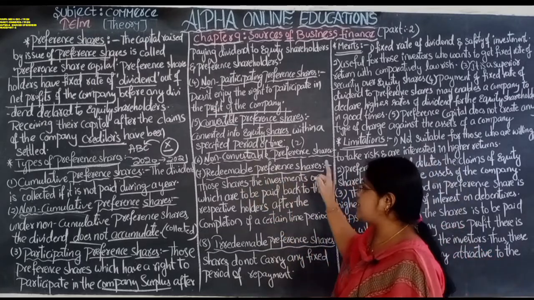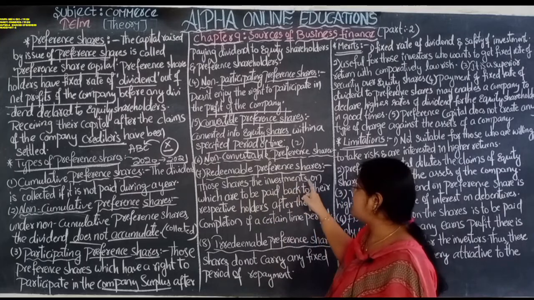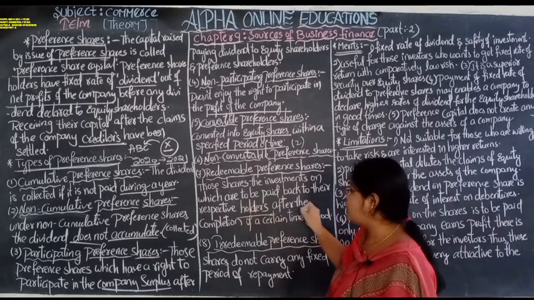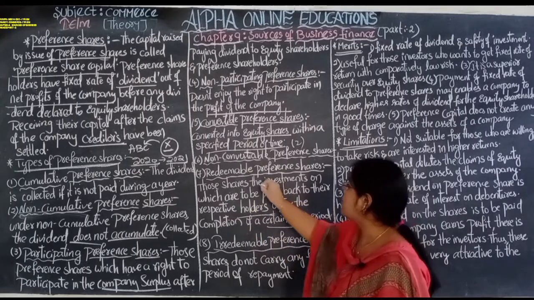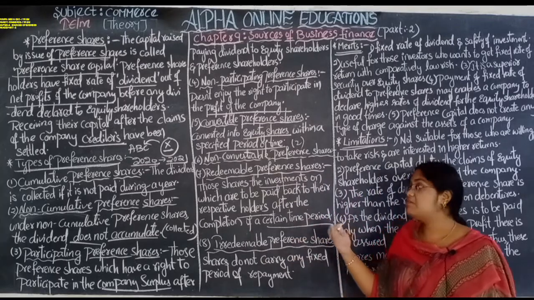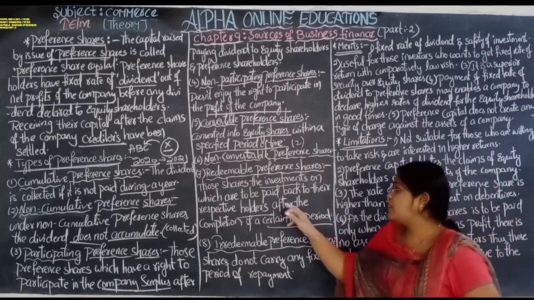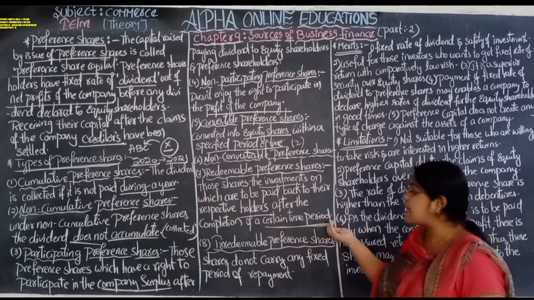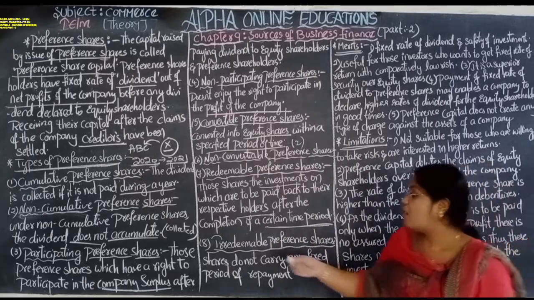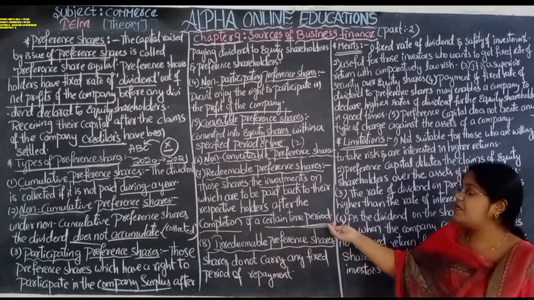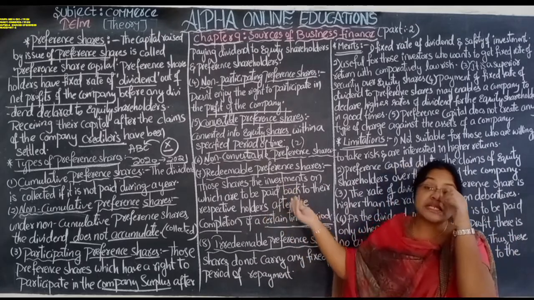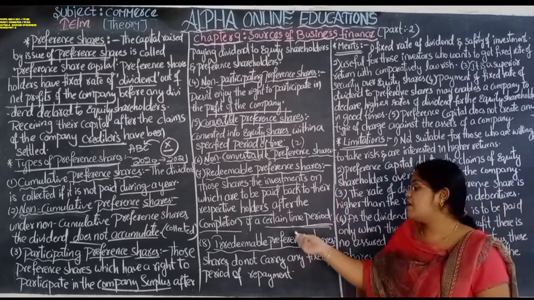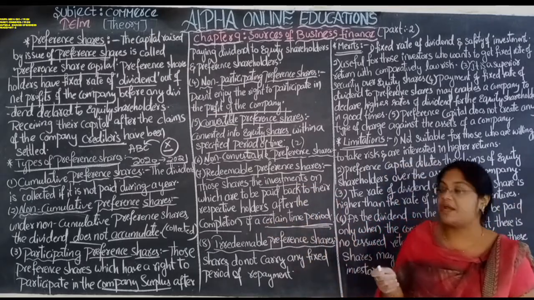Redeemable preference shares are those shares on which the investment is to be paid back to the respective holder after the completion of a certain period of time. Whatever investment is made by the preference shareholder, they will get the investment amount back after a certain time period. If he invested 10 lakh rupees, he will get the 10 lakh rupees immediately after the completion of the time period.